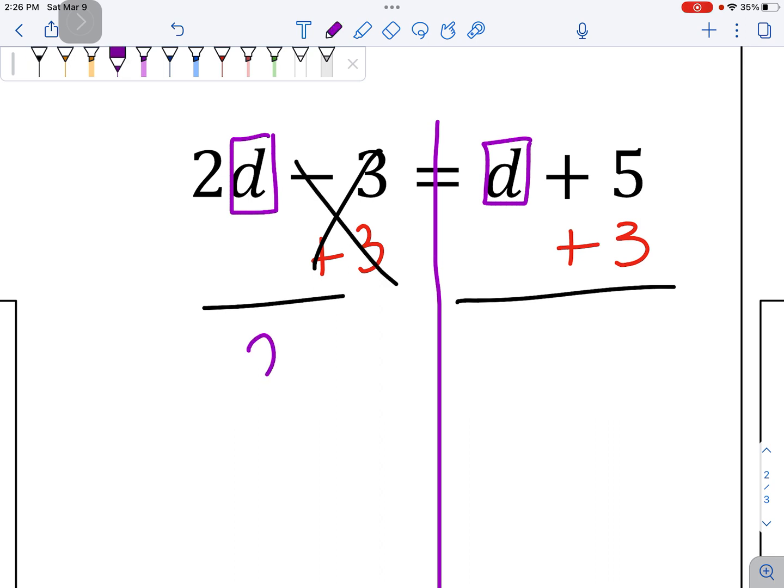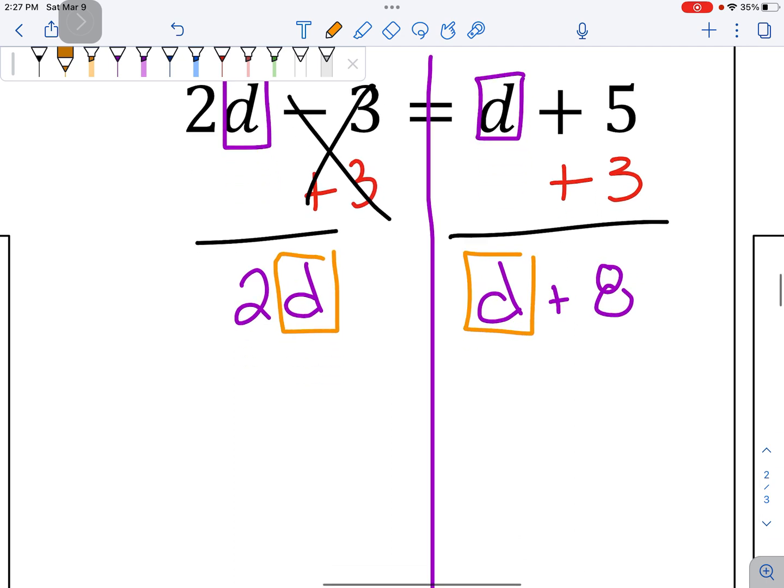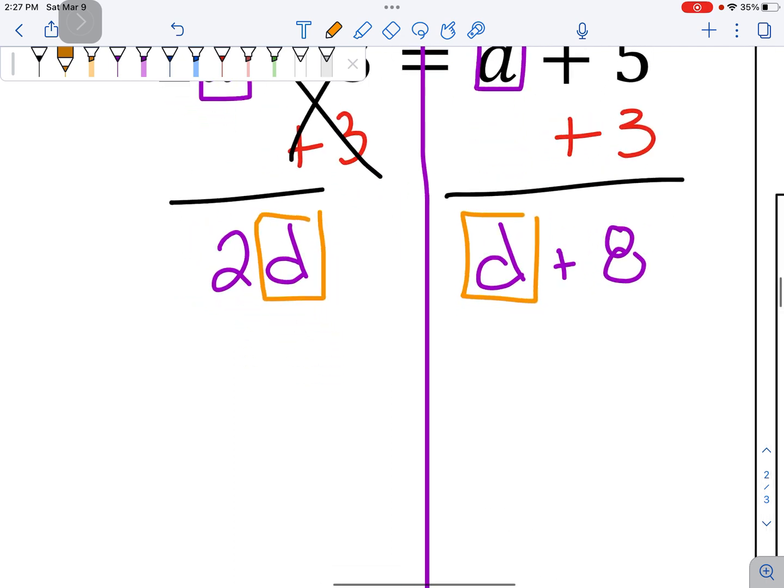So we still have 2, and the variable is d, 2 of those. And on the other side, we have the variable d plus 8, because 5 plus 3 is 8. All right, now we have variables on both sides. I'm going to get rid of the smaller number.